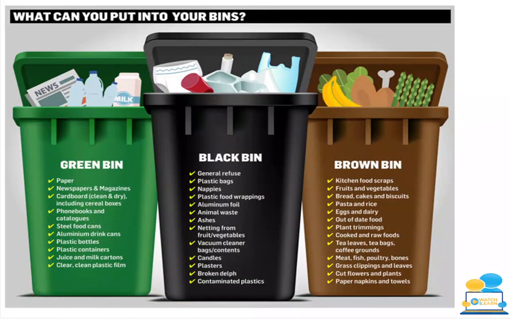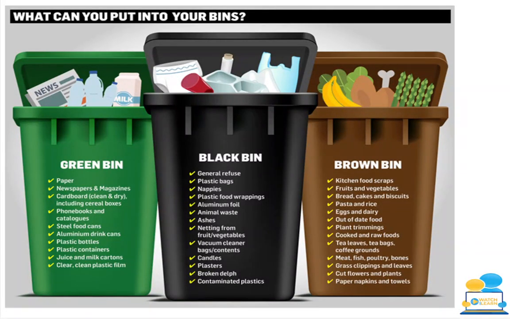So you should know this from home. It's something that most schools do use as well. And I know in my home ec room, we would sort out the bins as well. So the likes of your green bins, you need to be able to know what goes into them. So for example, paper, newspapers, phone books, steel and food cans, your aluminium cans, juice and milk cartons, clear, clean plastic film. So your soft plastics.